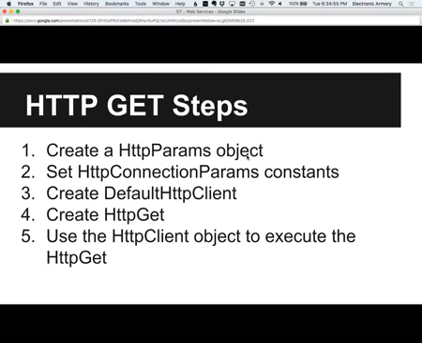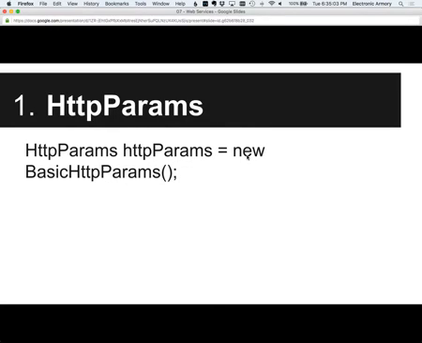And then finally, on number 5, we use the HTTP client object to execute the get. So if that's all confusing, you're not alone. But let me show you the code here real quick. So step number 1, HTTP params. We create just a basic HTTP params object. We're not passing anything to it, but if you wanted to pass in query strings or that sort of thing, you can pass it in here.